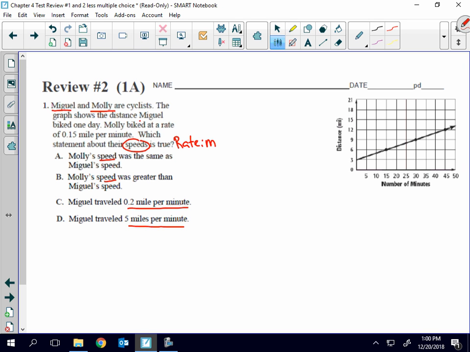Well, it says Miguel, his information is in the graph. It says the graph shows his distance. So we can label the graph Miguel. And we know Molly biked at a rate of 0.15 of a mile per minute. So Molly is this, where this is our slope.